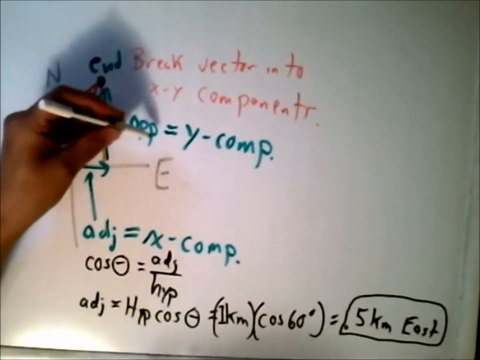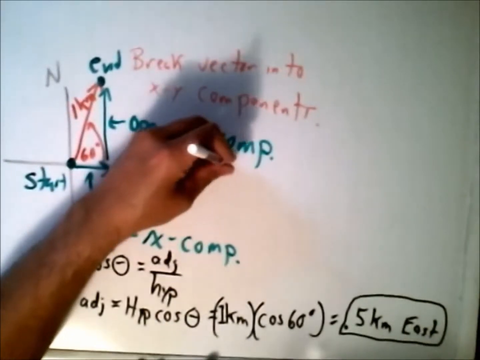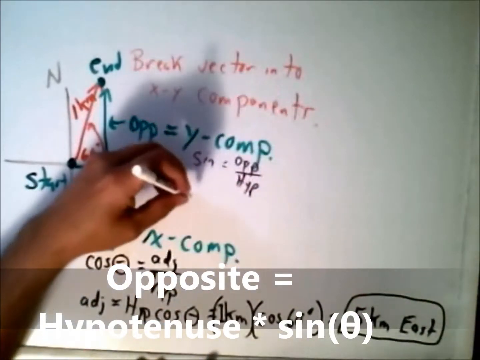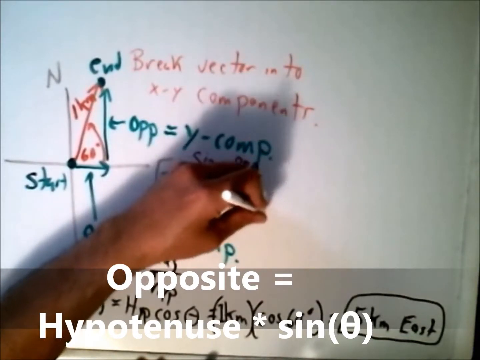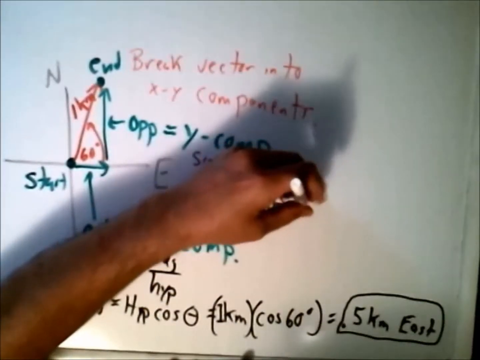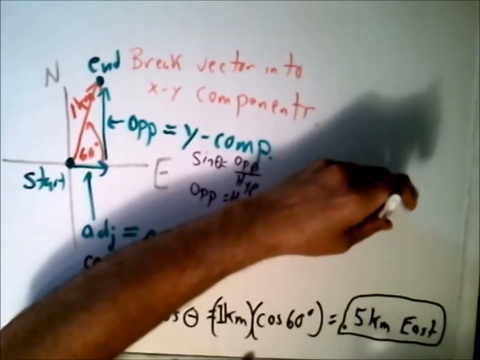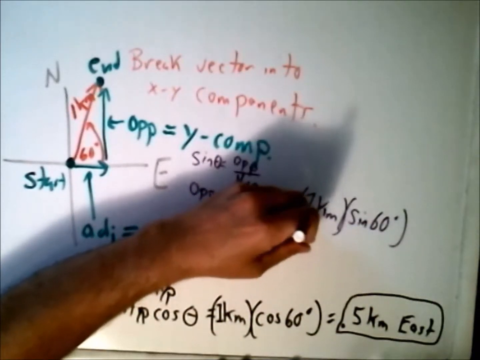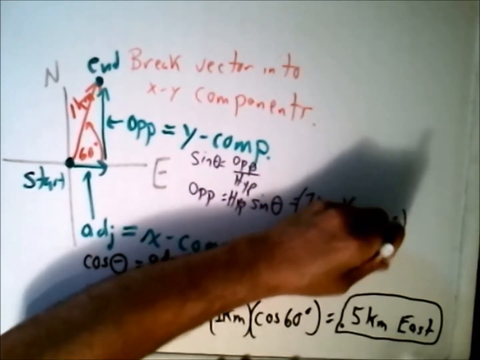And then over here, to get the opposite, I could use the formula sine of the angle equals opposite over hypotenuse. I could rearrange that and say the opposite equals the hypotenuse times the sine of the angle. If I plug that in, the hypotenuse is 1 kilometer, and I want the sine of 60 degrees, and that is going to come out to be 0.866 kilometers, and it's going to the north.